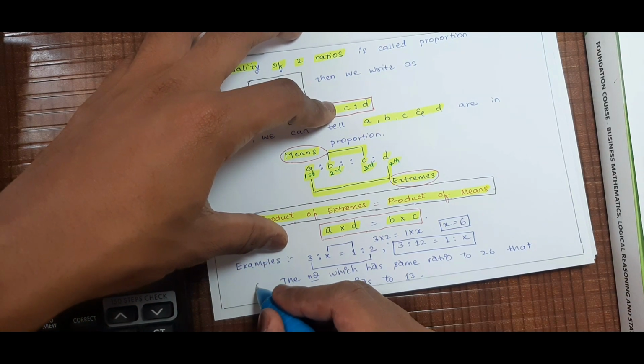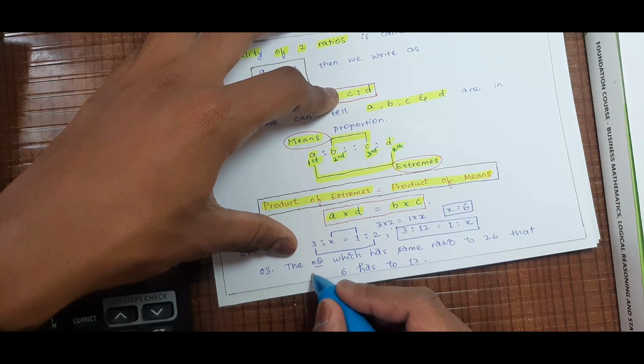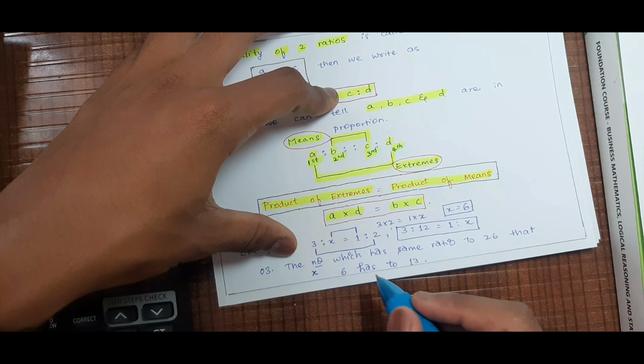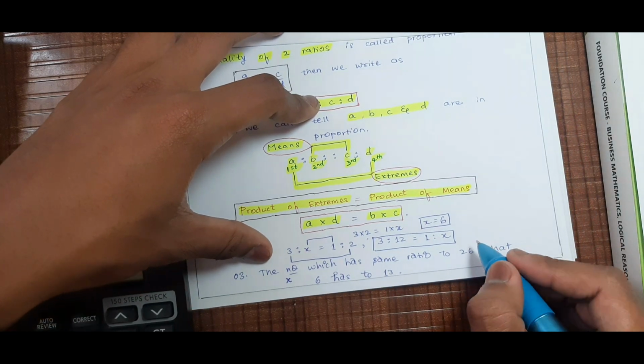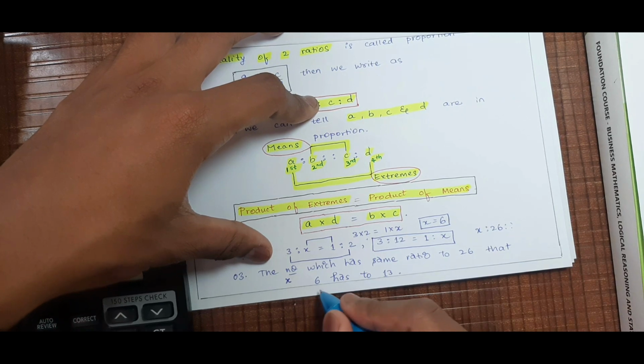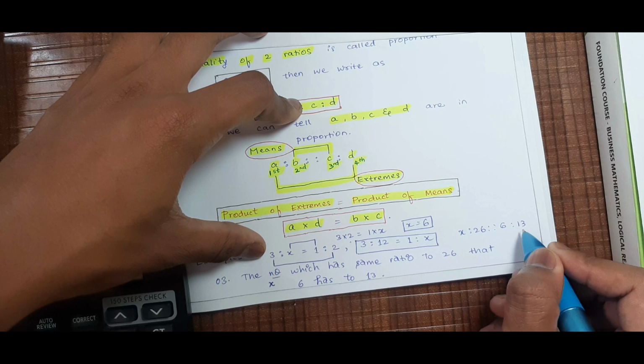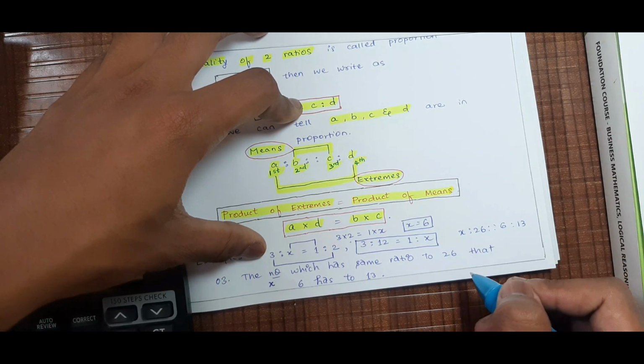So this is another example. Let's take it as Example 3. Some number is given: the number which has the same ratio to 26 that 6 has to 13. Let's take it as x. So x is to 26 as 6 is to 13. The ratio between 6 and 13 must be the same as the ratio between x and 26.